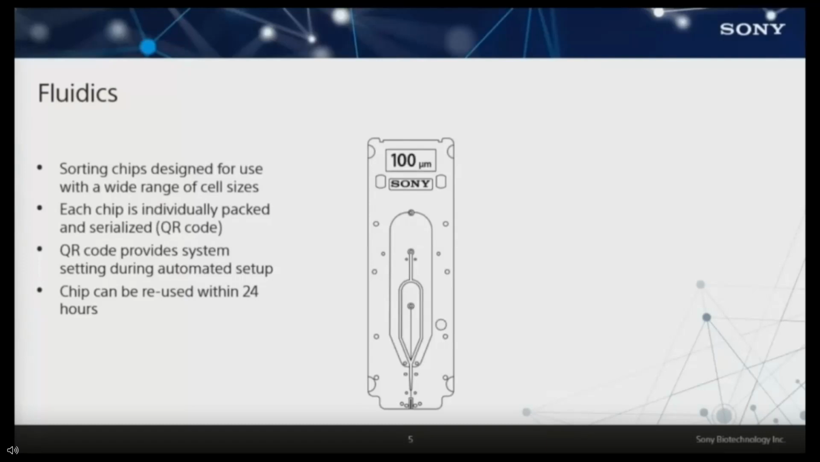Upon scanning the QR code, baseline settings specific for that nozzle size are set up in the instrument automatically with no user input. Chips can be run for up to 24 hours and can be used multiple times within that 24-hour period. Here we have the basic layout of the chip: vacuum line port, sheath line port, sample port, laser intersection or detection window, and then at the very bottom is the nozzle that forms our droplets.